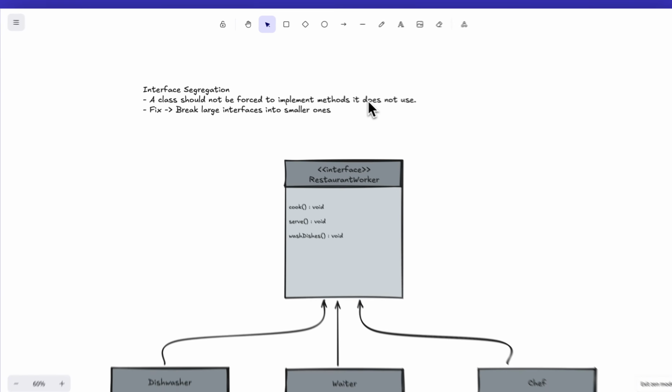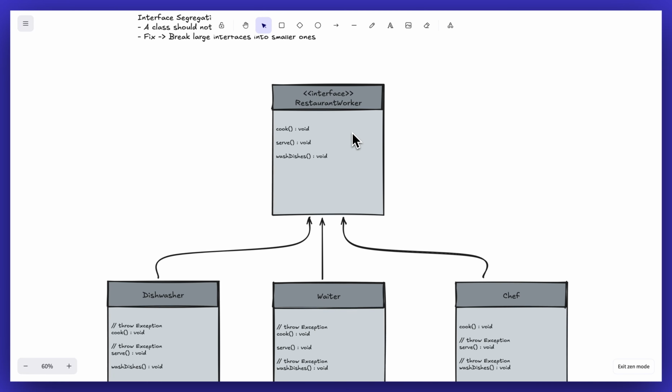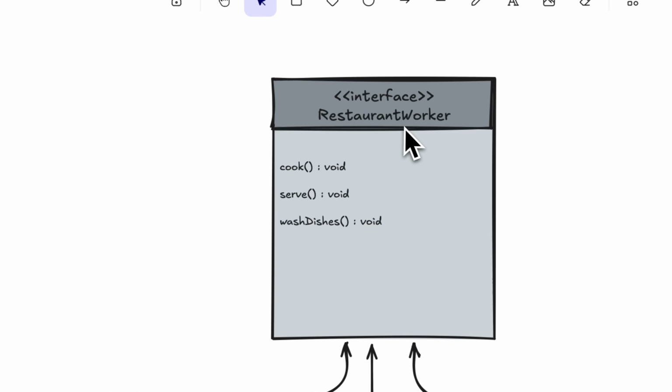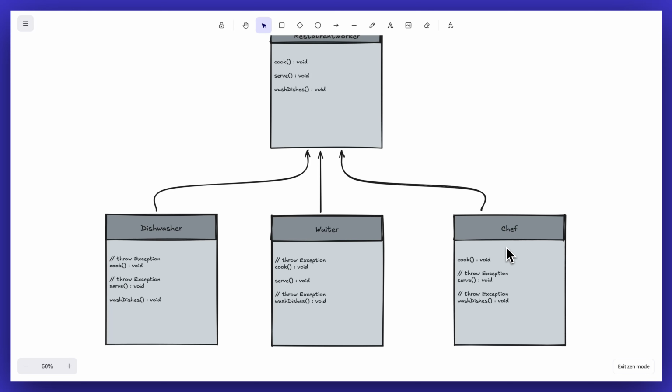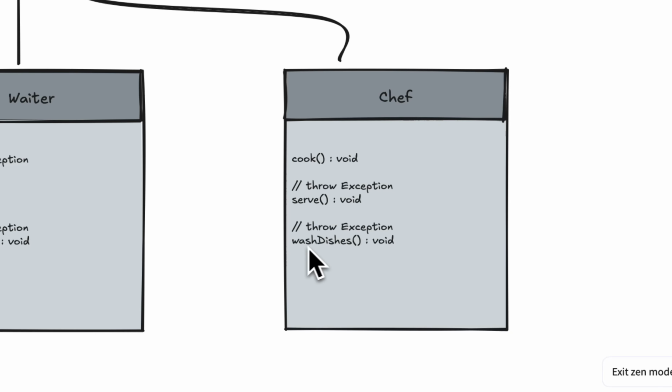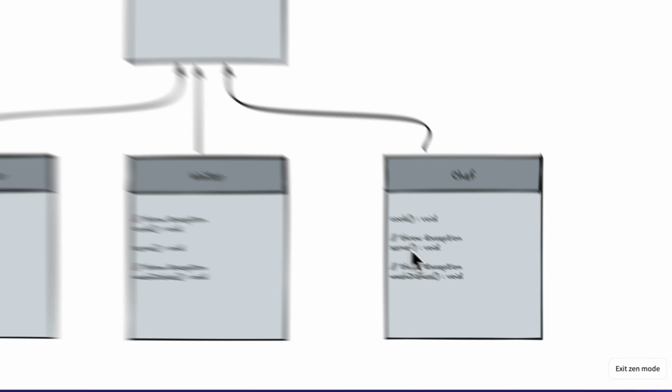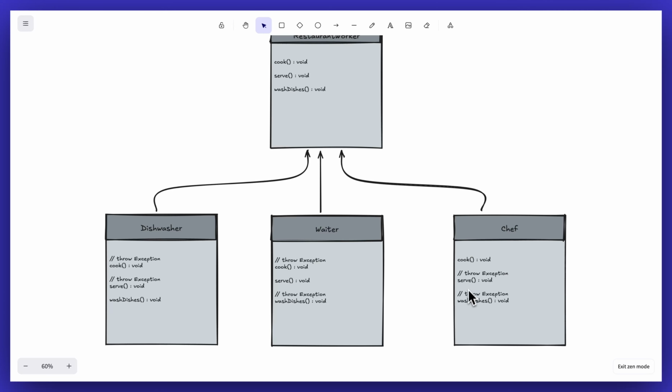Okay, let's understand this with the help of one example. Let's say we have an interface called restaurant worker, and it has some functions like cook, serve, and wash dishes. And these are some workers which are working in the restaurant, like dishwasher, waiter, chef. So we know that chef is only responsible to cook the food. He's not responsible for serving and washing the dishes. So for the functions serve and wash dishes, it will throw an exception.